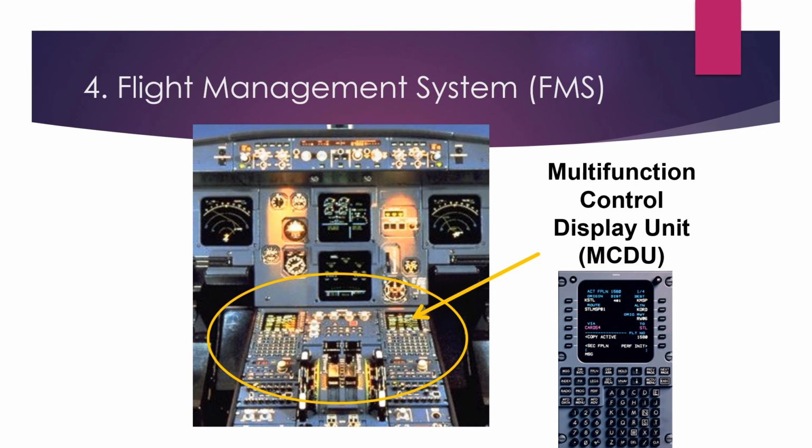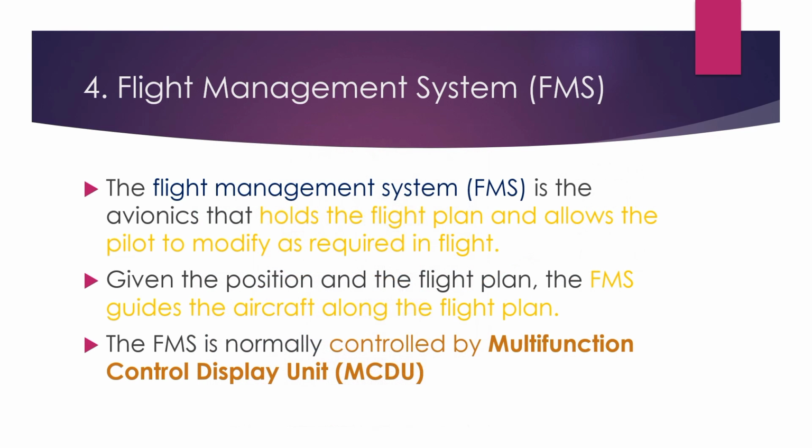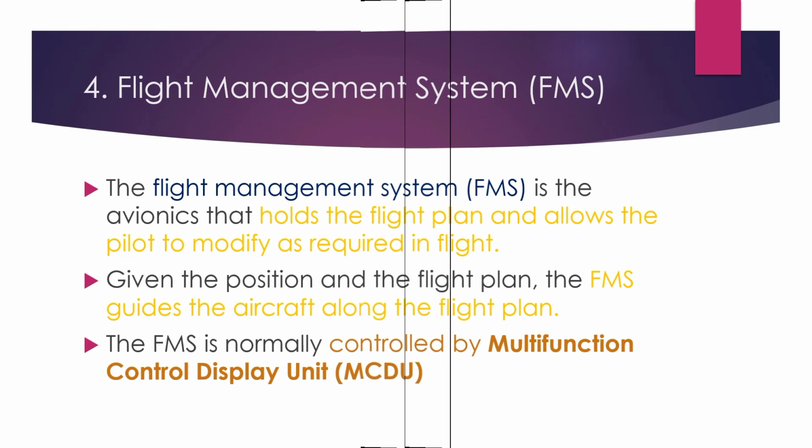And next we will see the flight management system, FMS. Flight management system is the avionics that holds the flight plan and allows the pilot to modify it as required in flight. It gives the position and plan. The FMS guides the aircraft along the flight plan. The flight management system is normally controlled by the multifunction control display units, MCDU.